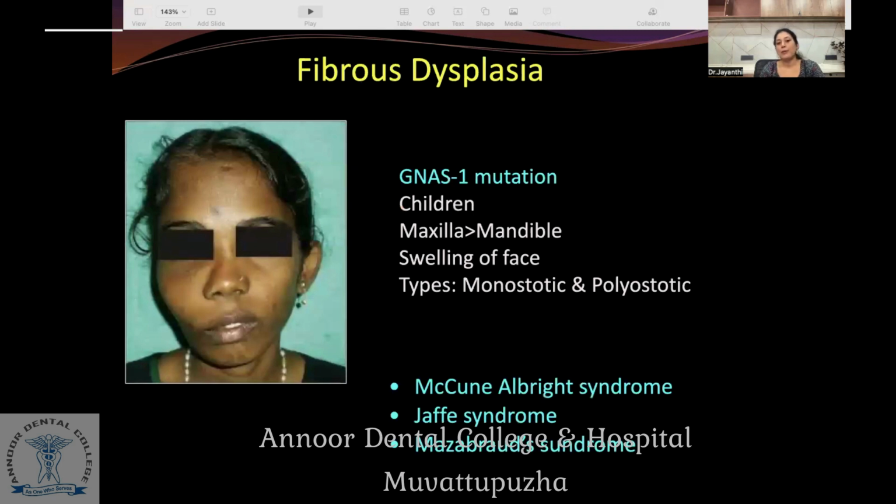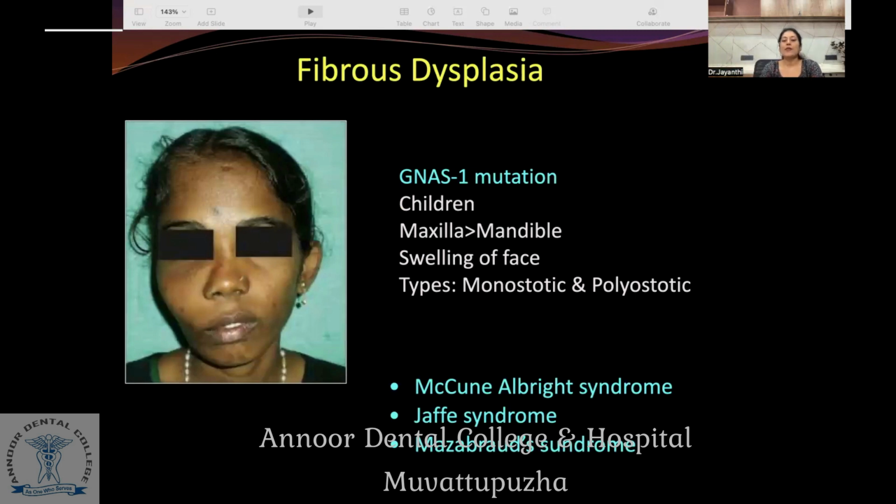As I already told, fibrous dysplasia is a developmental type of fibrous lesion. There is a genetic mutation there and the gene that is mutated is called GNAS, G-N-A-S. The full form of GNAS is guanine nucleotide with alpha stimulating activity. I'll repeat once again, guanine nucleotide with alpha stimulating activity is the GNAS gene, which is mutated in patients with fibrous dysplasia. Depending on the level at which this gene is mutated, the clinical features will be slightly different. I'll tell you that later.